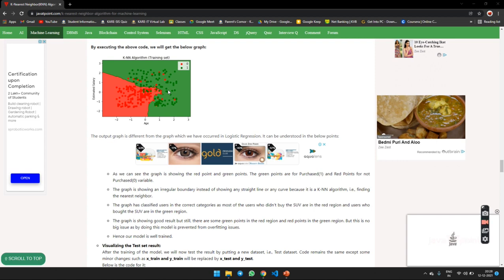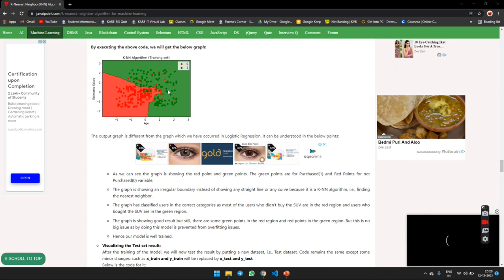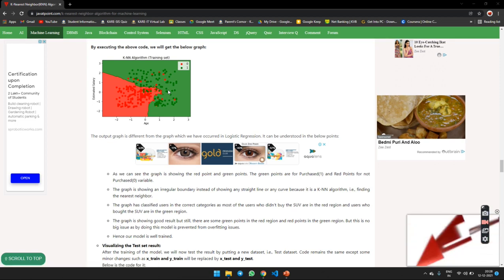The graph has classified users into the correct categories. Most of the users who did not buy the SUV are in the red region, and the users who bought the SUV are in the green region. The graph shows a good result, but we still have some green points in the red region and some red points in the green region. This is no big issue, because doing this prevents the model from overfitting.